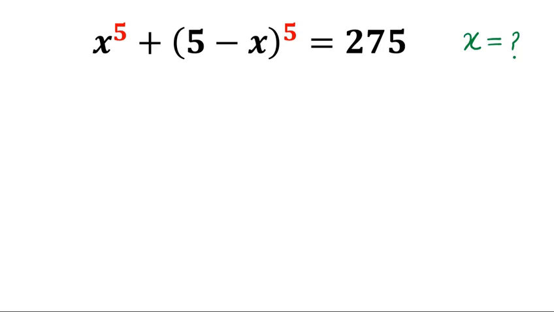Students, in this video we are going to solve a nice algebra problem. Here x^5 + (5 - x)^5 = 275 and our task is to calculate all possible values of x.